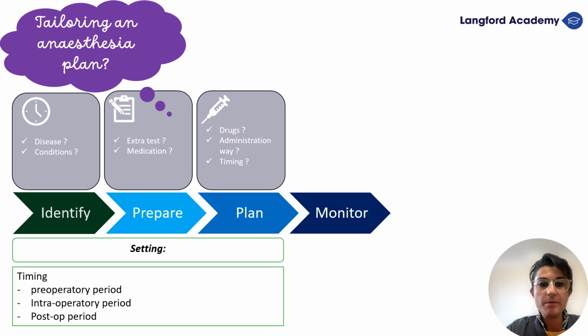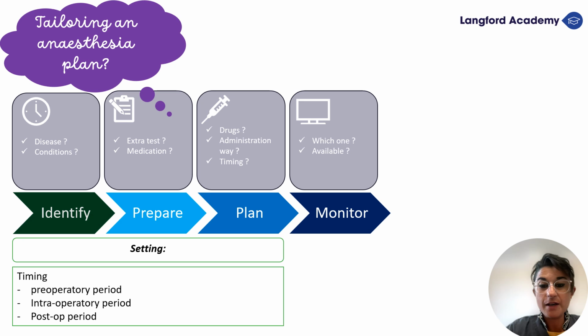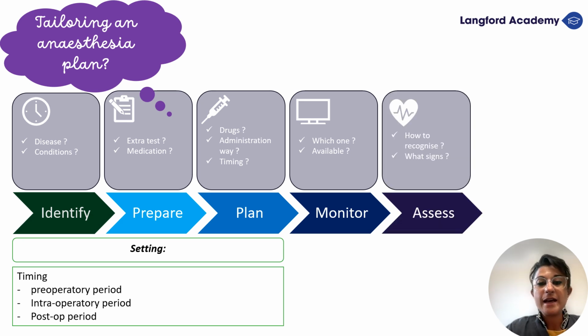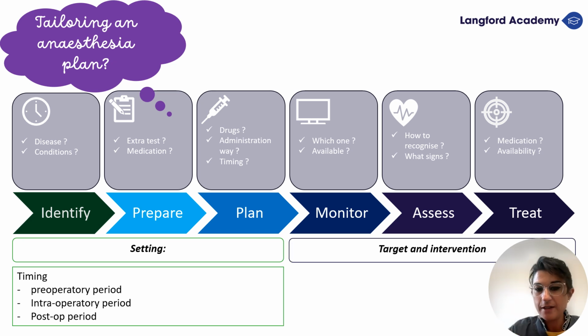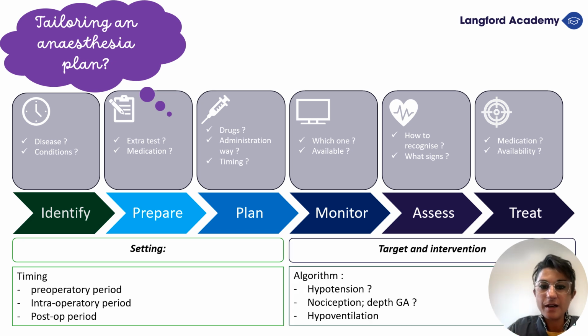And then you have to think about monitoring. You need to decide which one you need and which one you have available, obviously, and how to assess the patient, so how to recognize that the specific consideration you identified prior to the anesthesia might be happening. Which signs would mean, for instance, if you worry this patient might be painful, how would you determine under GA that he is painful? And then how to treat it. So which medication you have available, which one you would need, and that's about targeted intervention.